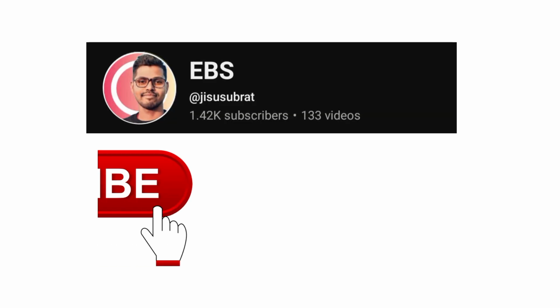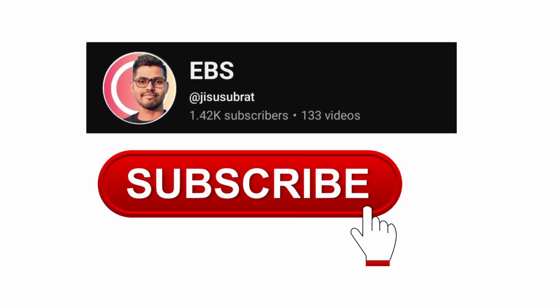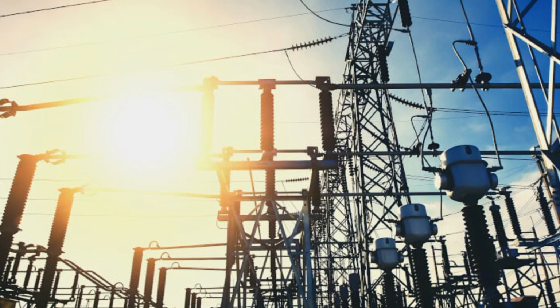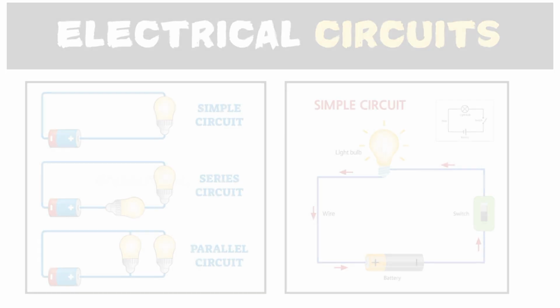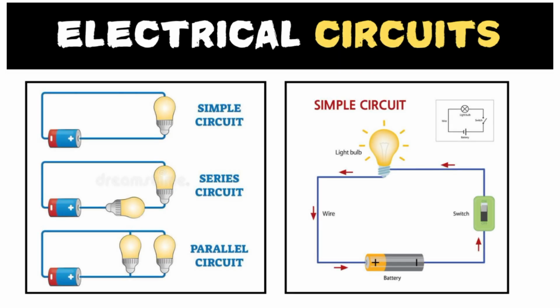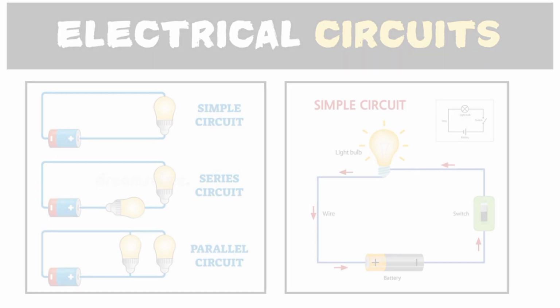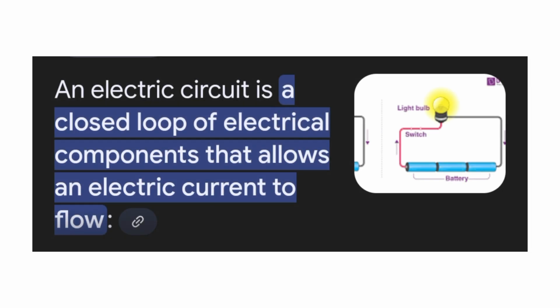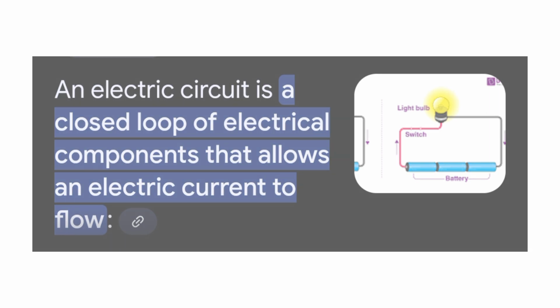Today I'm going to explain an important electrical term which is very popularly used in electrical theories. That is nothing but the electrical circuit. So let's talk about it without wasting much time. Simply, an electrical circuit is a path through which the electric current flows in a circular way. So this is the simple definition of an electrical circuit.